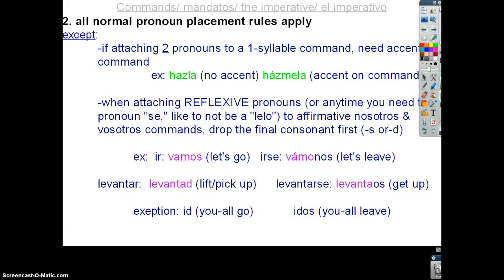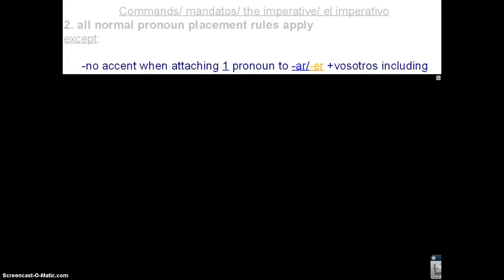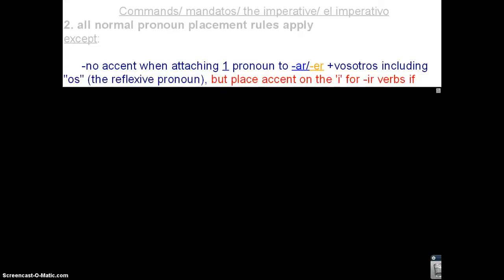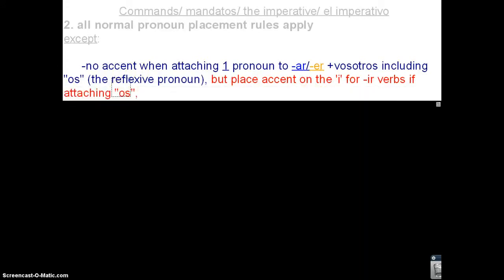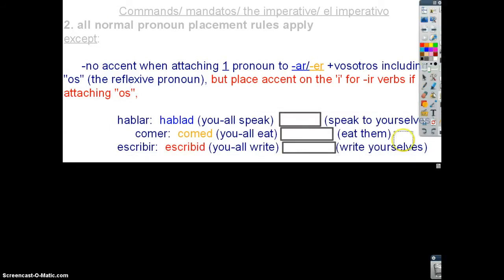Let's talk about those vosotros commands and accents. Okay, as you guys might have just noticed when I showed you the affirmative command of levantarse for the vosotros, it was levantaos. So that shows you that there is no accent when attaching one pronoun to an AR or ER affirmative vosotros command, including the os. But you do need to place an accent on the I for IR verbs if you're attaching os. This is what this looks like.